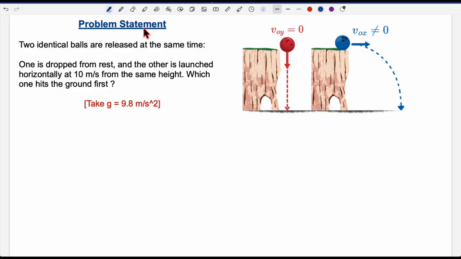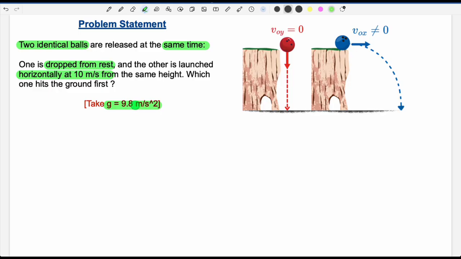This is a very interesting problem and I would like us to read the problem again one at a time. So we have two identical balls. In this case, they are identical because they are of the same size and shape. They are released at the same time from a certain height each. One of the balls is dropped from rest, which is key to solving this problem, and the other is launched horizontally at 10 meters per second from the same height. Which one of these balls is going to hit the ground first, and why is that so?